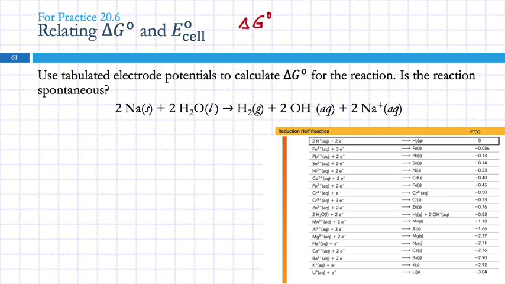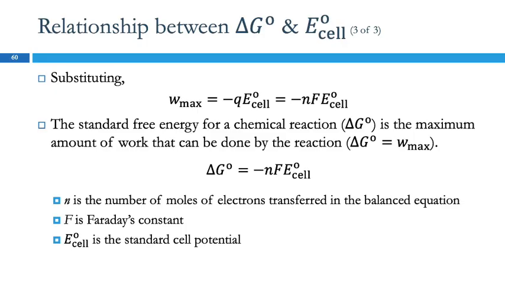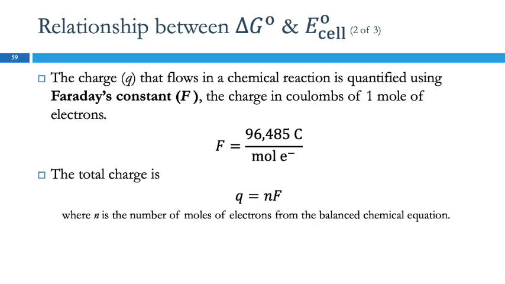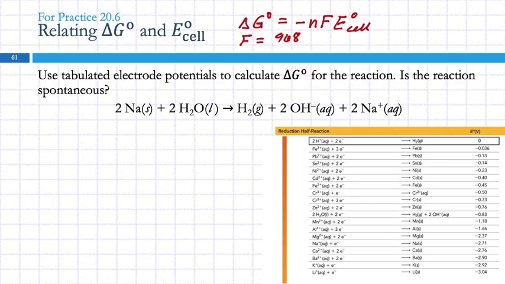Delta G is equal to negative NF E0 for the cell. And let's remember that F is 96,485 coulombs per mole. Write those down so we don't have to try to remember them.